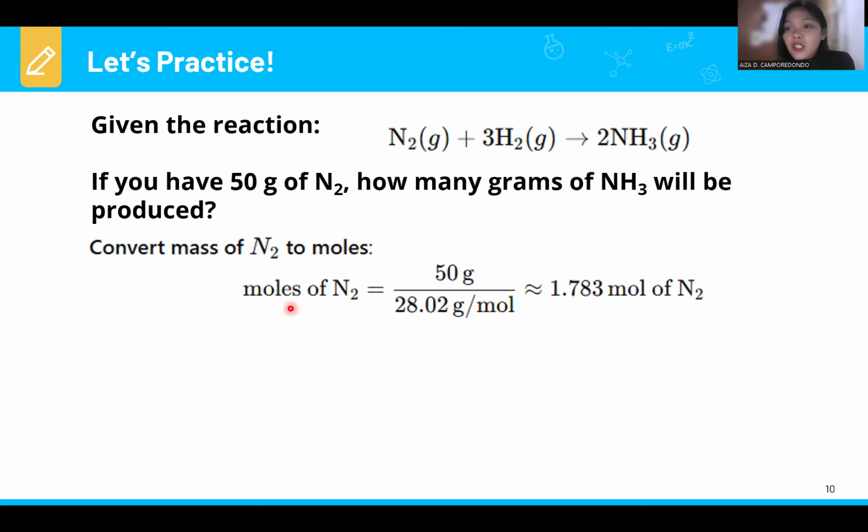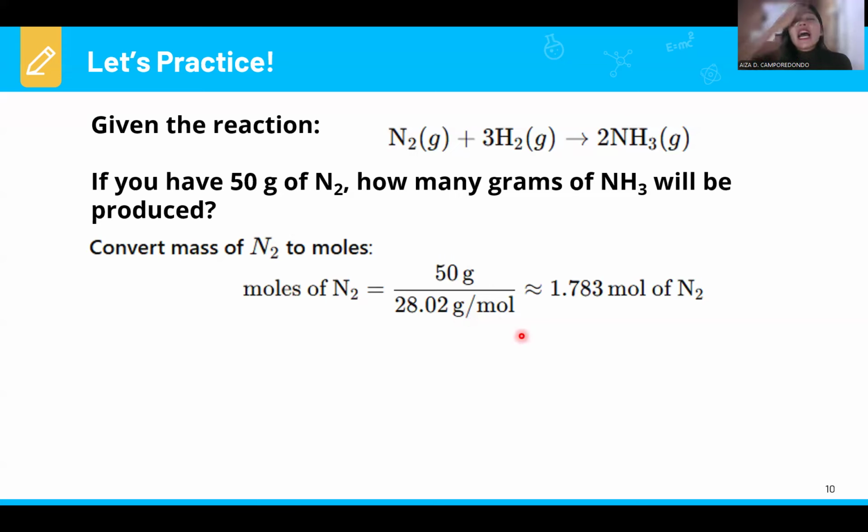Now, first things first, we need to convert the mass of the nitrogen gas to moles. So right here, we need to get the molar mass of the nitrogen first. Actually, these molar masses can be found in the periodic table. So there is no need to ask Google where you can find the molar mass. So the moles of nitrogen gas is equals to 50 grams right here, that is given, divided by the molar mass of the nitrogen gas, that would be 28.02 grams per mole.